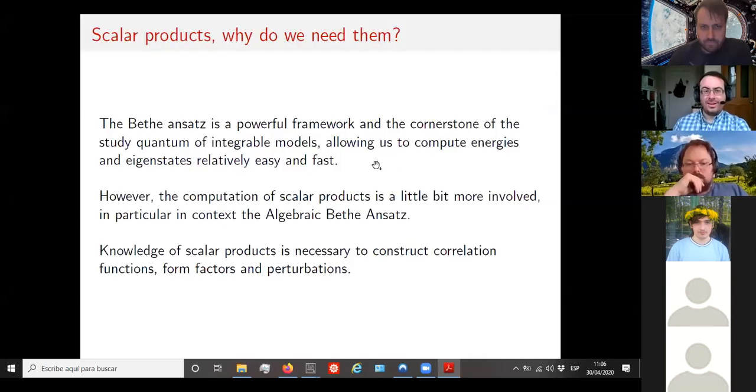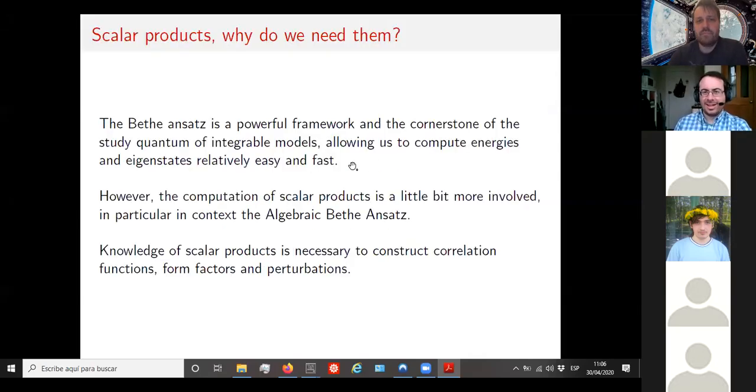So, yeah, everybody here already knows what the Bethe ansatz is and how powerful it is, how we can compute energies and eigenstates relatively easily and fast. But computing scalar products is a little bit more involved, in particular in the context of the algebraic Bethe ansatz. In the coordinate Bethe ansatz, you already have the wave function, so you only have to do the integral, and more or less, with some difficulty, you can do it. But in the algebraic Bethe ansatz, it's a little bit more difficult because you don't have the explicit form of the wave function from the very beginning.